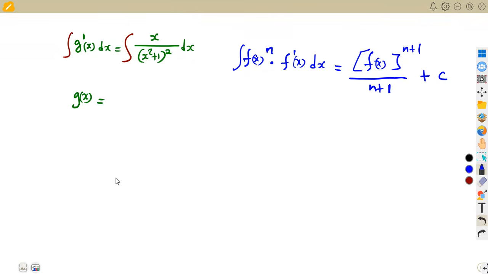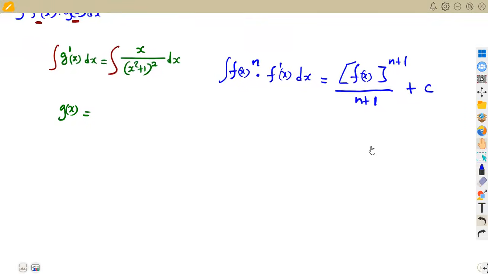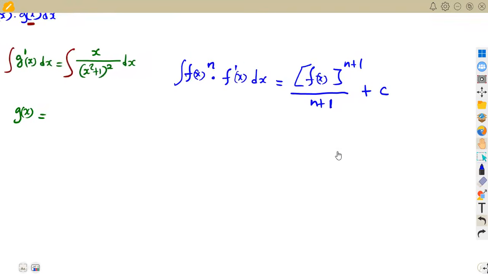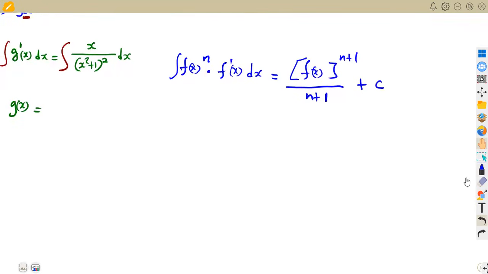Now let me analyze this in a way that we can understand. We are saying, if we can have this in this form, f of x to the exponent of n times its derivative, we can integrate it this way. I want you to take this part in terms of exponents. I hope it is not going to be much, so that you understand me.